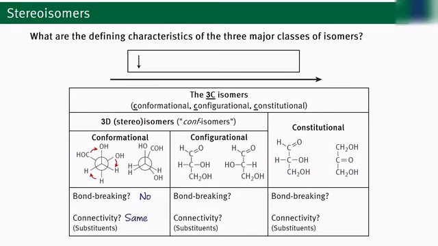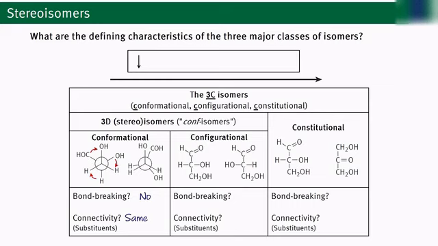And that's why I like to think of conformational isomers as yoga isomers. When you do yoga, or if you were to do yoga, you'd just be placing yourself in different positions, but your limbs would always be connected in the same way since you can't really disconnect them in the first place. Next up, we have our configurational isomers.